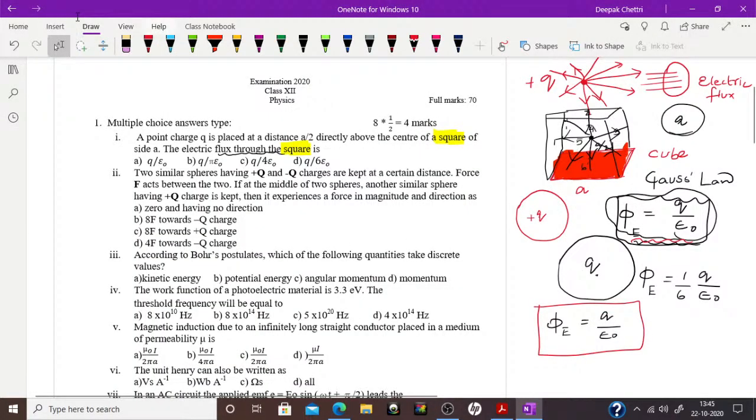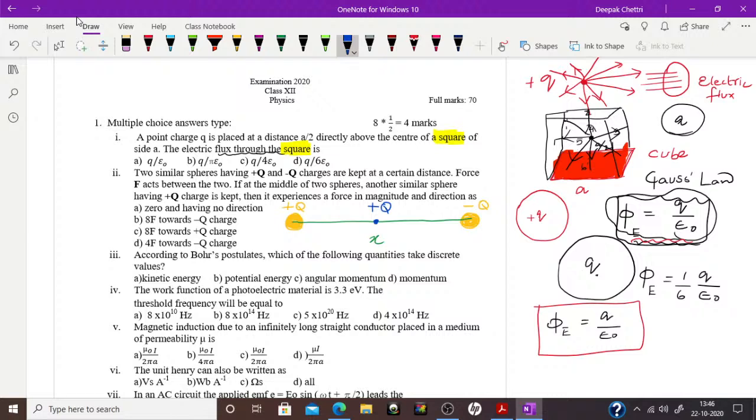So let me just draw the diagram for this. They are saying we have two spheres. This is one sphere here, and we have another sphere here. This has a charge plus q and this has a charge minus q, right? The distance between these two is given as a certain distance, let us say x. Now they are asking, if at the middle of these two spheres, somewhere here, we keep a third charge whose value is plus q.